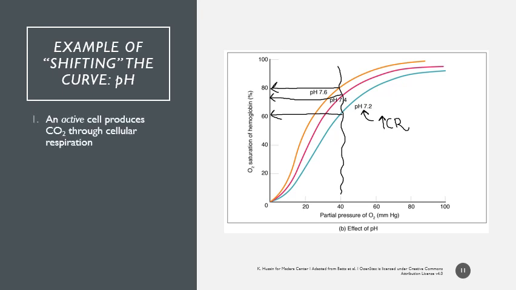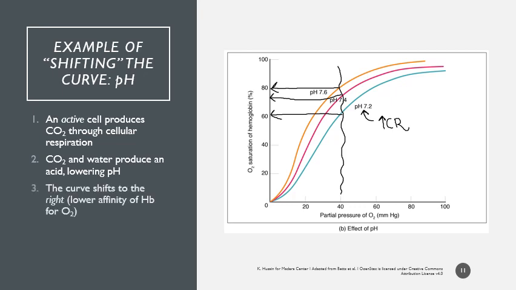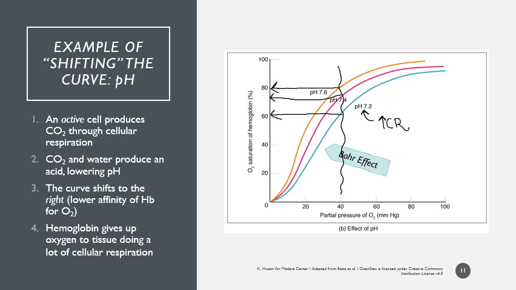So an active cell produces carbon dioxide through cellular respiration. Carbon dioxide and water produce an acid which lowers the pH. That sends a signal. That curve physically shifts to the right, which means that there's a lower affinity of hemoglobin for oxygen. So hemoglobin has a tendency to give up oxygen more readily to tissue during a lot of cellular respiration, and we call this the Bohr effect, this idea of the curve shifting, of the chemical properties of hemoglobin changing when we're in those different pH ranges.